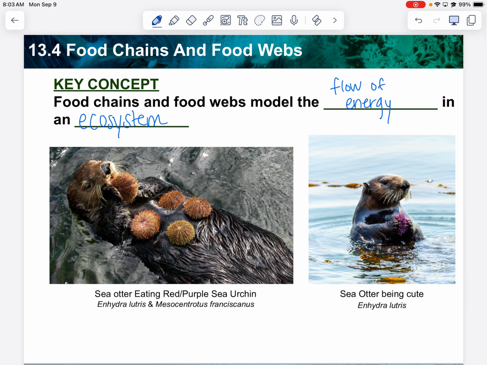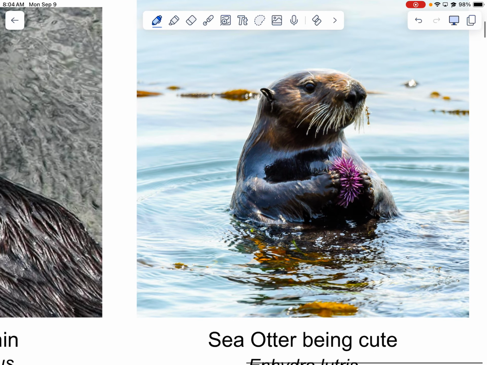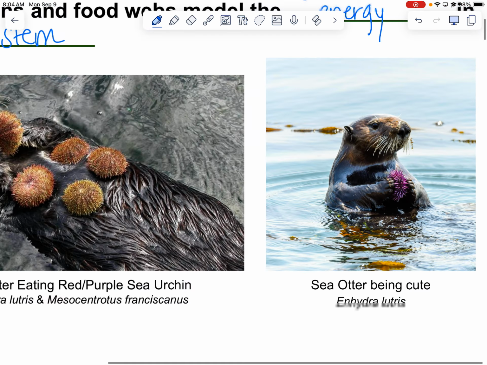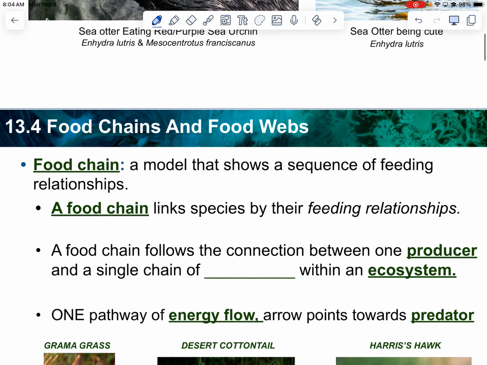So you can see the sea otter munching on these red/purple sea urchins because that's what they consume. Aren't you wondering, has anyone ever seen a sea urchin before? They're pointy, right? How do they get in there and eat them? I'm pretty sure they break them somehow and consume them by sucking out all their guts. Ugh. Okay, and here's a sea otter being cute. Oh, so cute, but they're actually pretty vicious if you've ever met one before.